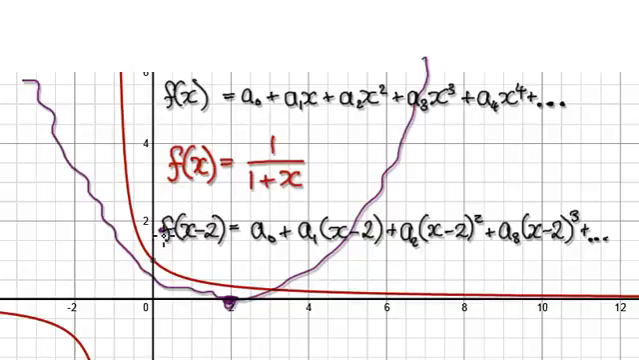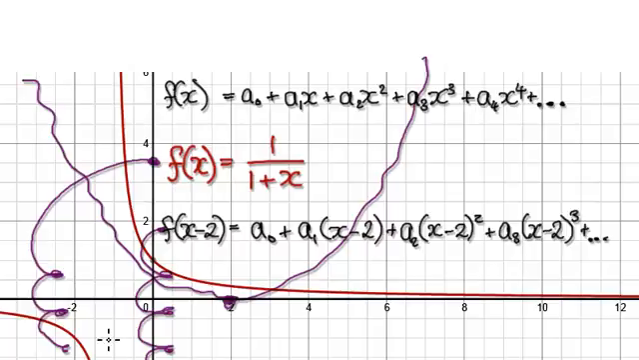And then we would differentiate this. We would then differentiate it again and again and again, all the way to infinity. And then we would also differentiate this. We would differentiate it again and again and again, all the way to infinity.